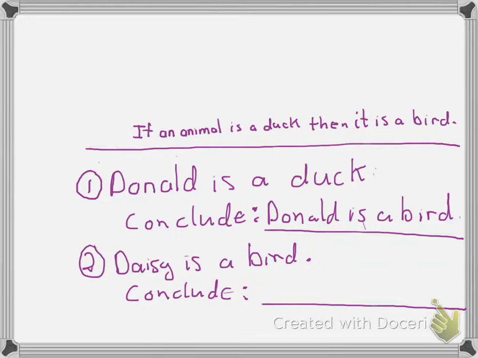Well, in this case, we're tempted to say Daisy's a duck, but we can't, because Daisy might be a pigeon or a swallow. Just because she's a bird doesn't mean she's a duck. If-then statements only work in one direction. If we know the animal was a duck, we can conclude it's a bird, but by knowing it's a bird, we cannot draw a conclusion. It might be a duck, it might not, so in this case we'll just say no conclusion.